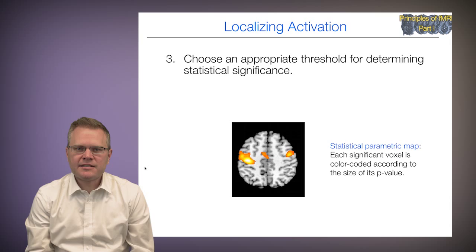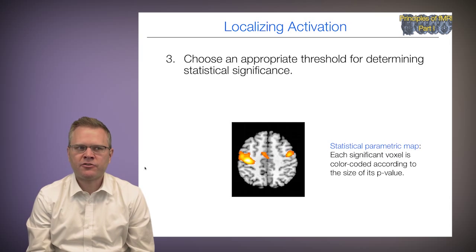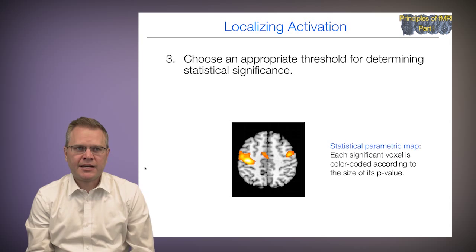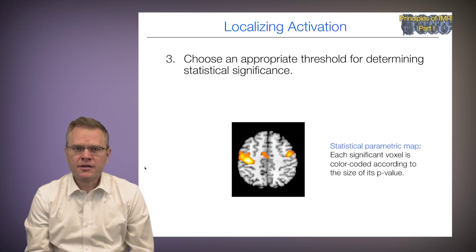Now, the next stage is, that's a nice map and all, but we want to determine which voxels are active or not. And so in that case, we need to find a way to threshold this T-map in order to find significant voxels and get a statistical parametric map, such as the one seen here. Here, each significant voxel is color-coded according to the size of its p-value. So the question here is, how do we determine this threshold?